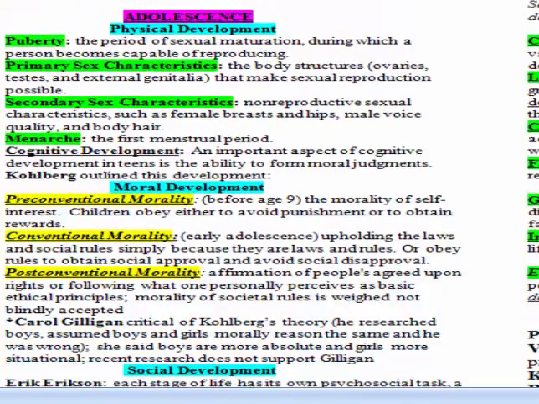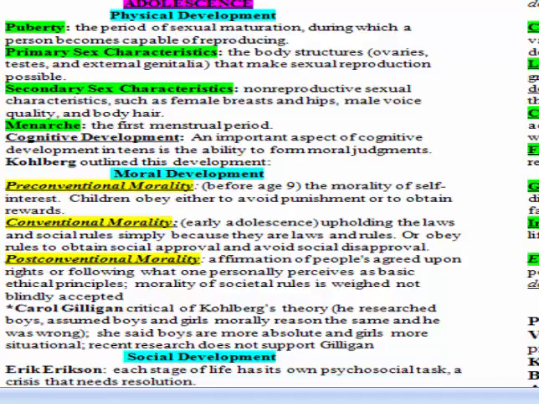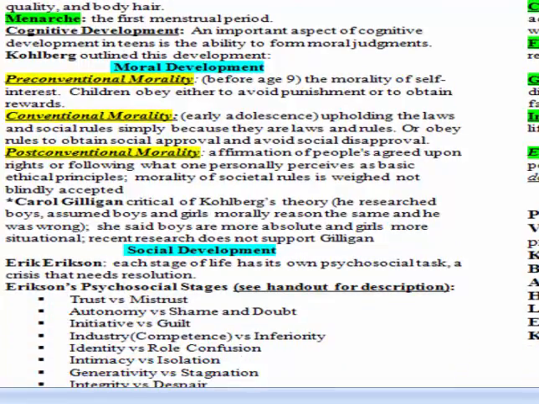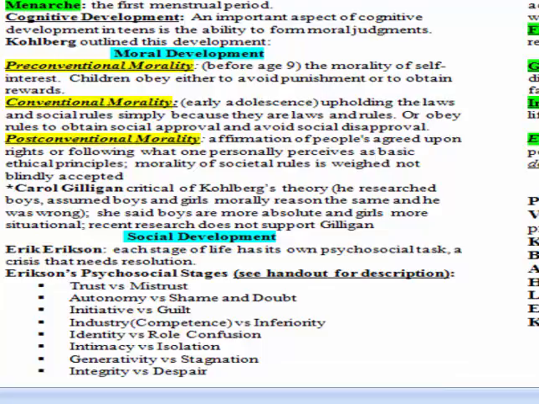Adolescence, we talked a lot about that. Just keep in mind key things even from like biology class: puberty, primary sex characteristics, secondary sex characteristics, okay? Moral development, we focused on Kohlberg as our main researcher here. He divides moral development into 3 levels, but 6 stages. Pre-conventional morality is looking at self-interest. So children obey to either avoid punishment or to obtain rewards.